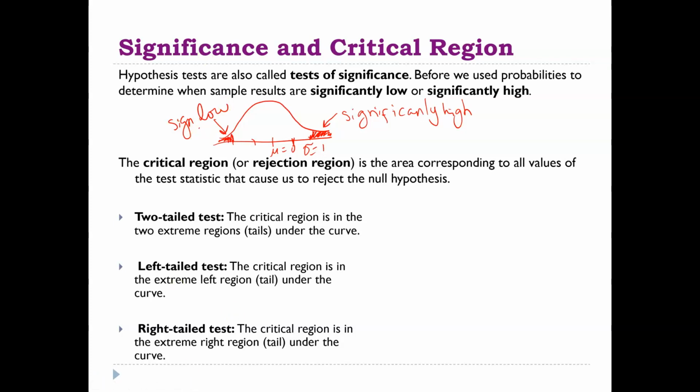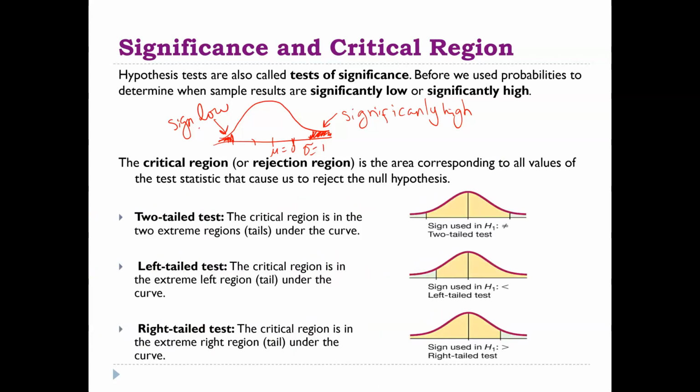In this chapter, we will formalize those concepts in a unified procedure that is often used throughout many different fields of application. We will consider the critical region, or rejection region. The rejection region is the area corresponding to all values of the test statistic that cause us to reject a null hypothesis. In this graph, the critical regions are shown in green.